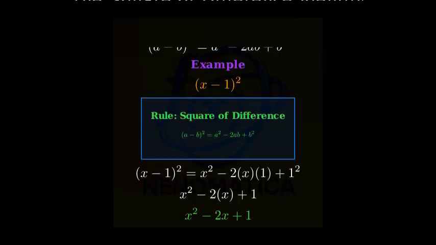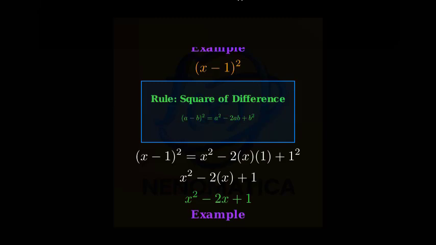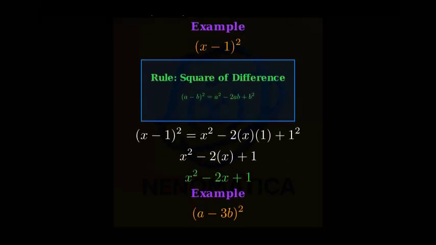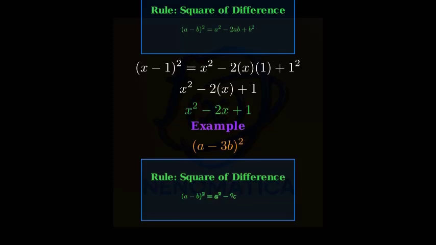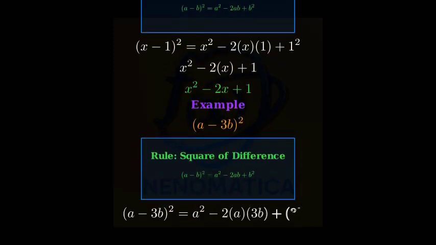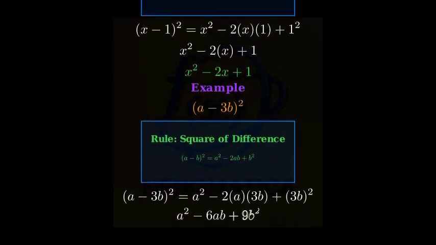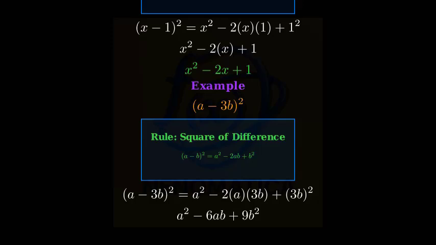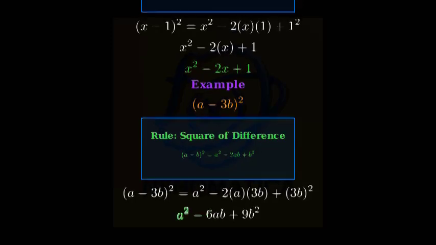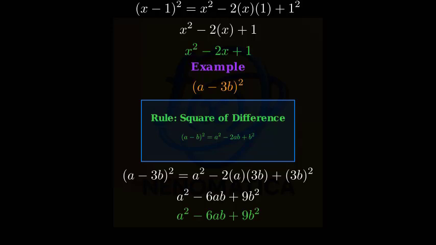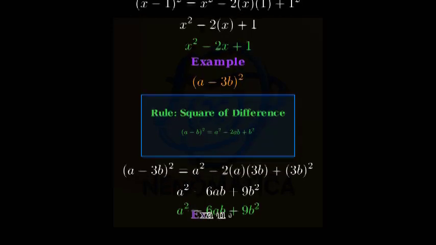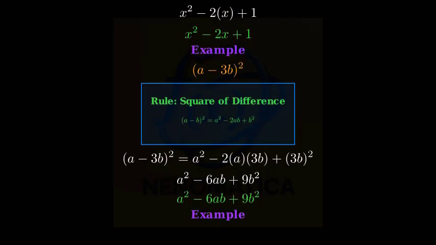Let's look at our second example from the problem. Now we'll expand a minus 3b squared. For this example, we'll again apply the square of difference identity. According to our identity, we'll substitute a with a and b with 3b. This gives us a squared minus 2 times a times 3b plus 3b squared, which simplifies to a squared minus 6ab plus 9b squared.